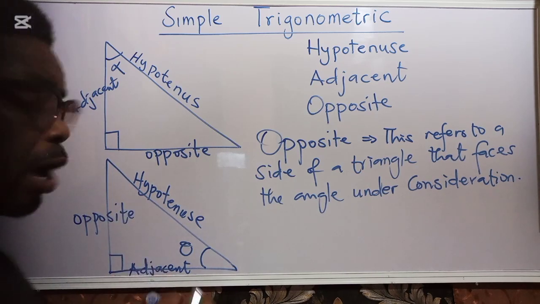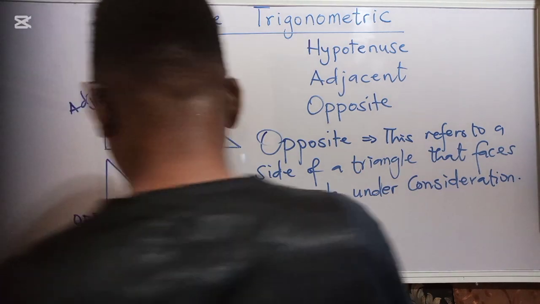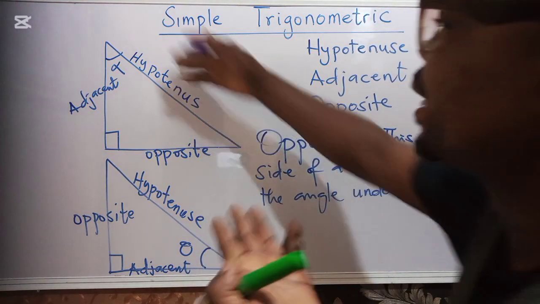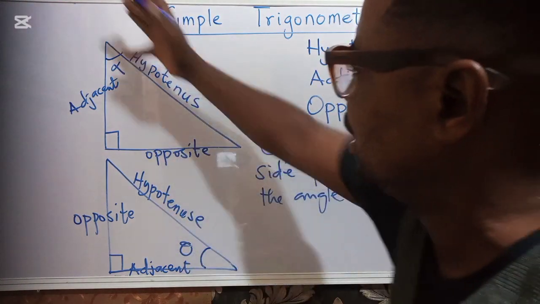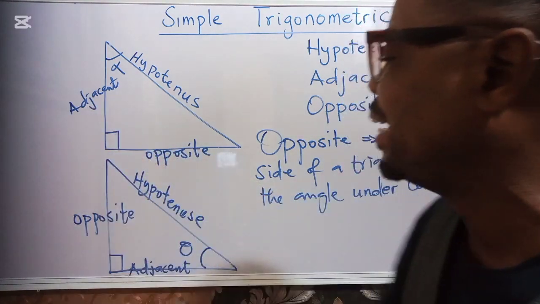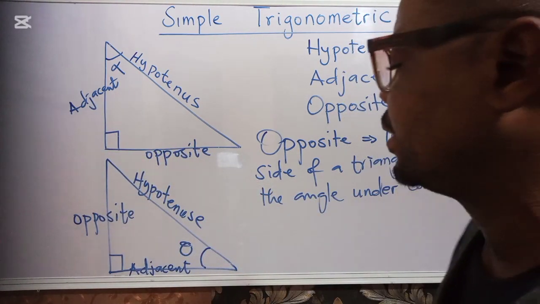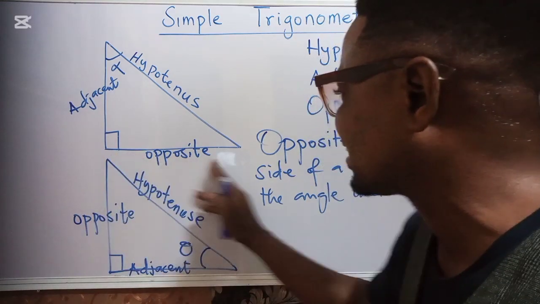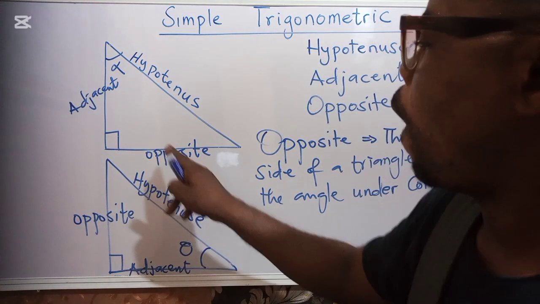Opposite. Now, with this explanation, you can see that it depends on the angle that we are considering before you can get your opposite and adjacent placed on the right side. This is adjacent here. This side here is the same as this side here, but adjacent is there, opposite is here.